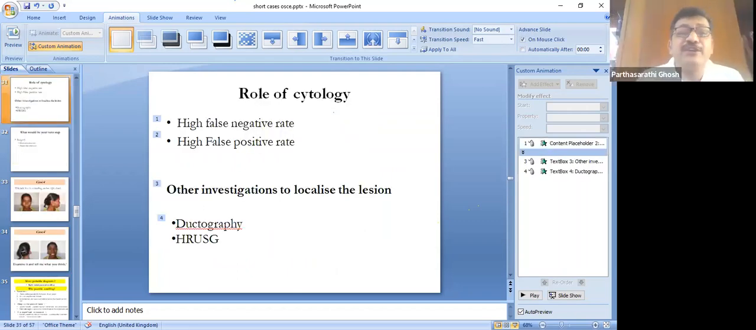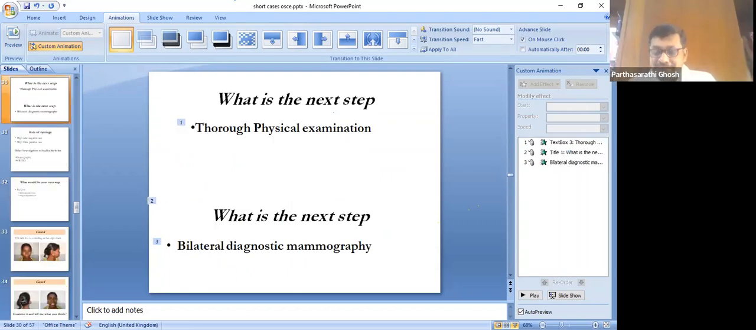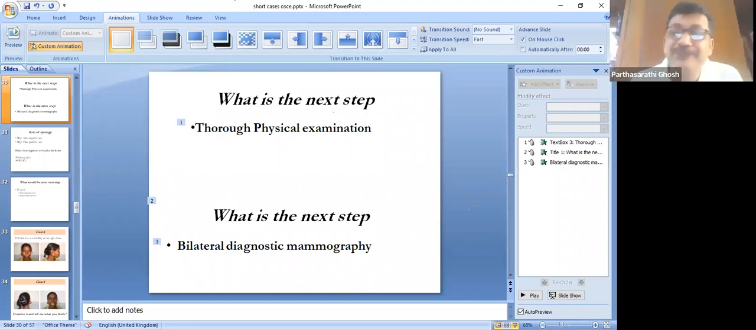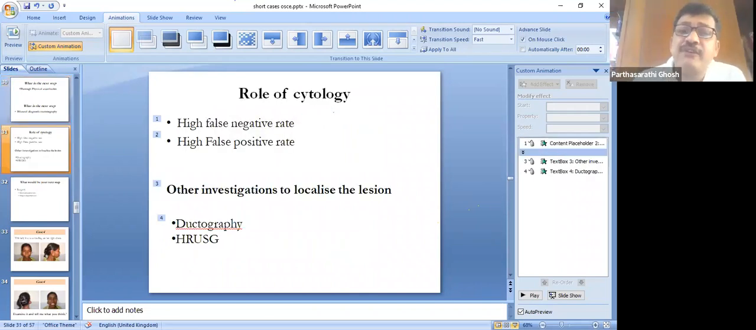What is the role of cytology? I don't know that properly, sir. Yes, you don't practice it actually because of high false negative and high false positive rates. But you can go for ductography and ultrasound.